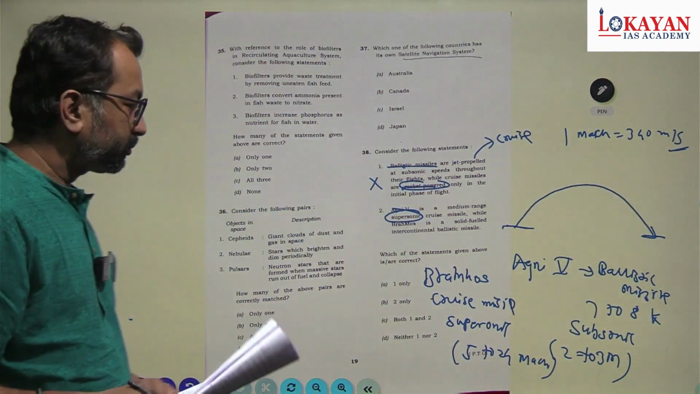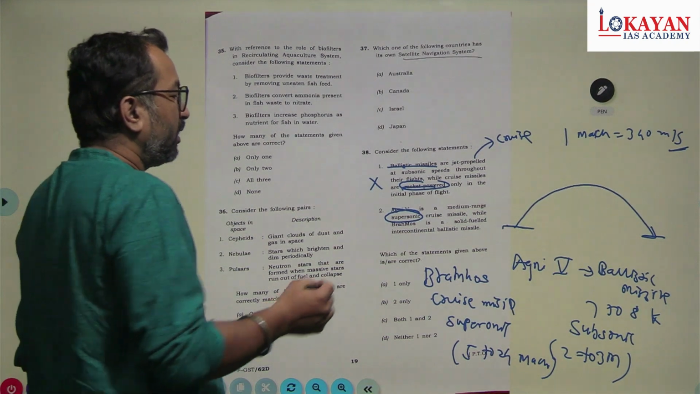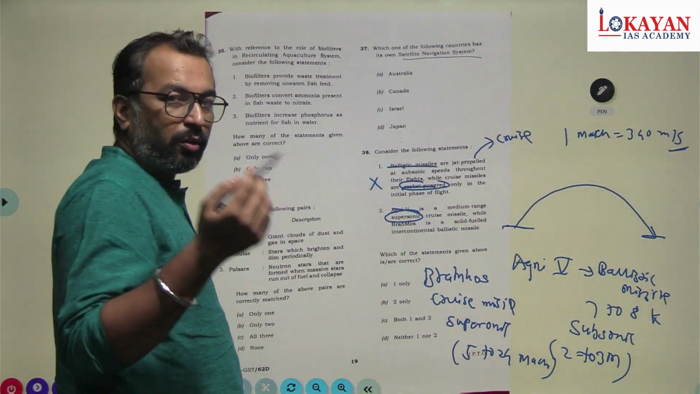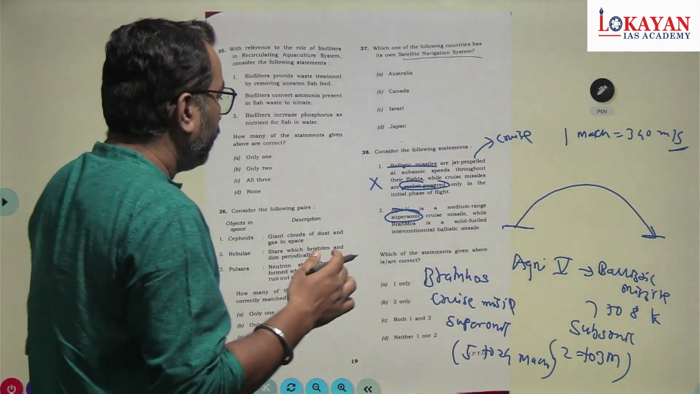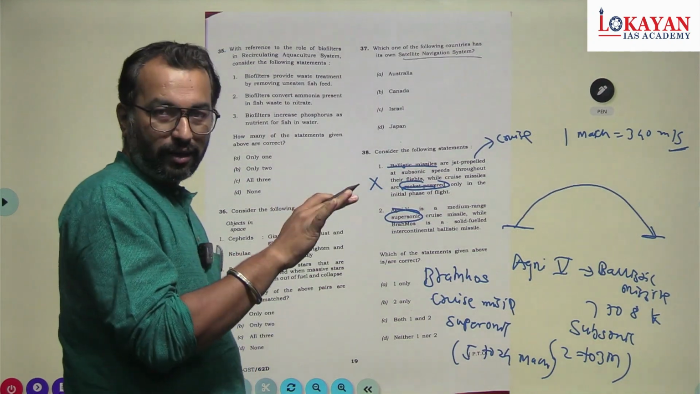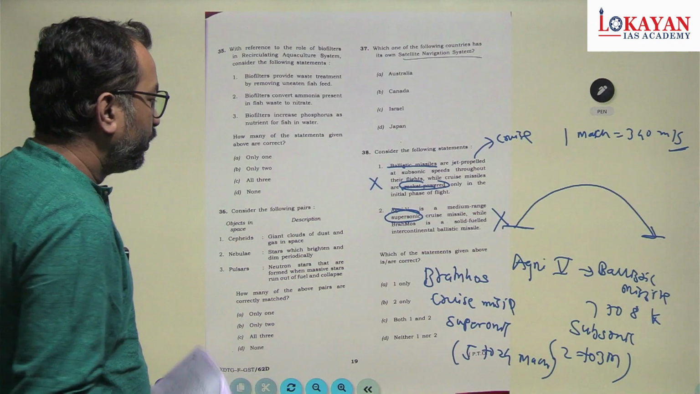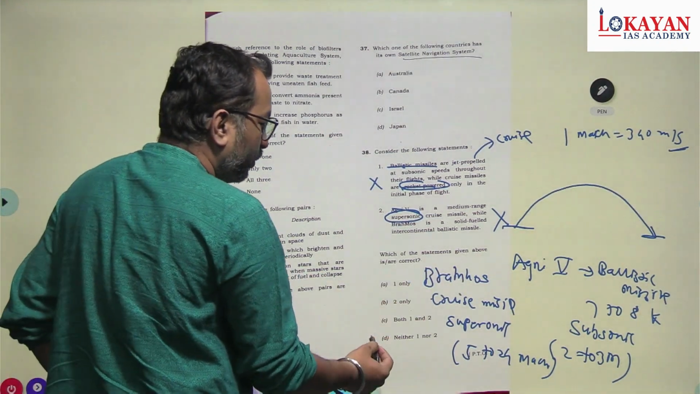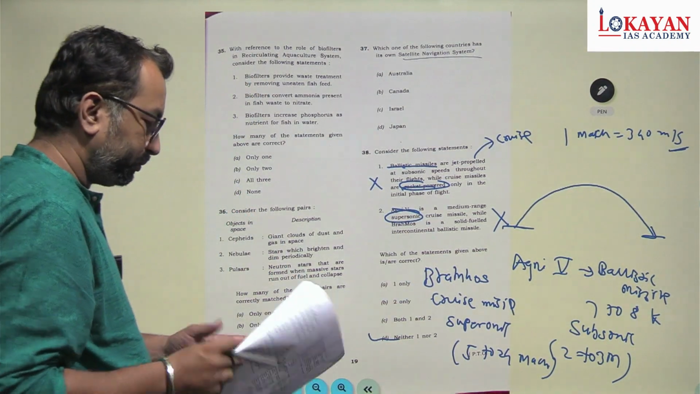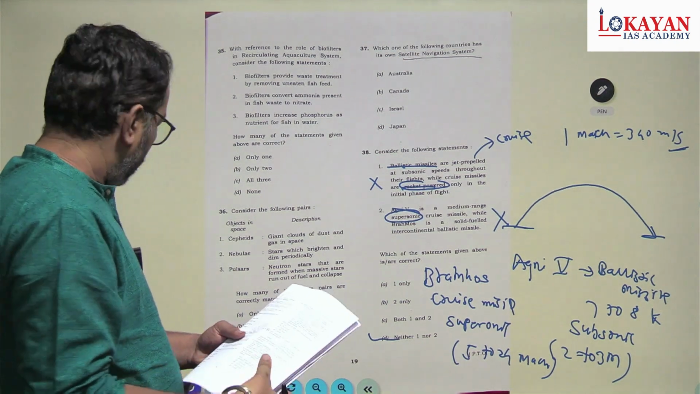Correct? So they have interchanged. Again, the description of Agni 5 is given to BrahMos and vice versa. So this statement is also wrong. So both, which of the statements given above are correct? So neither one nor two. Neither one nor two.